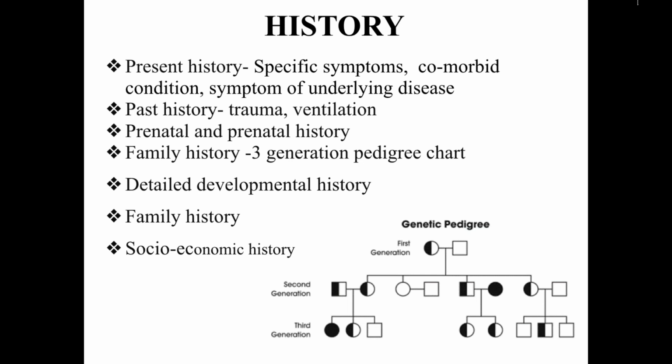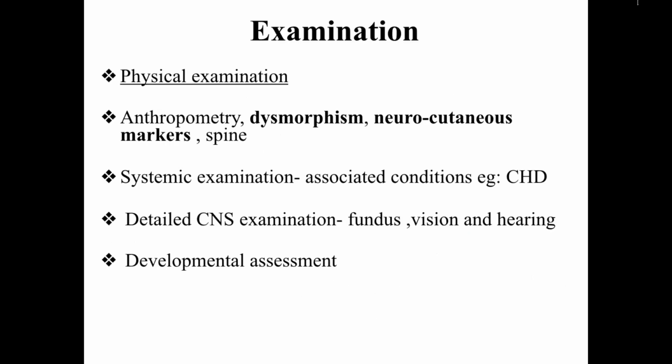Now, because genetic causes are very important, a 3-generation pedigree chart with the family is very important. And socioeconomic history, especially related to environmental toxin exposure, is also another thing that you must keep in mind. Now, in physical examination, apart from head size, so micro or macrocephaly, short stature, failure to thrive. Short stature itself may be a part of various genetic syndromes. So you must look at all the aspects of anthropometry, apart from dysmorphism and neurocutaneous stigmata, which are important in evaluation of any child with GDD or ID.